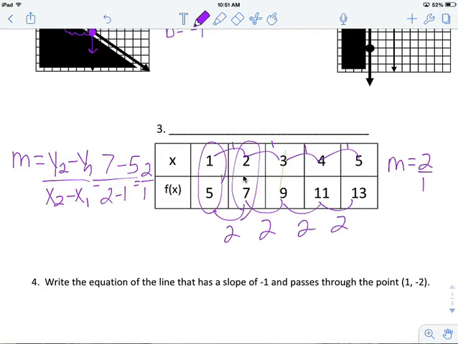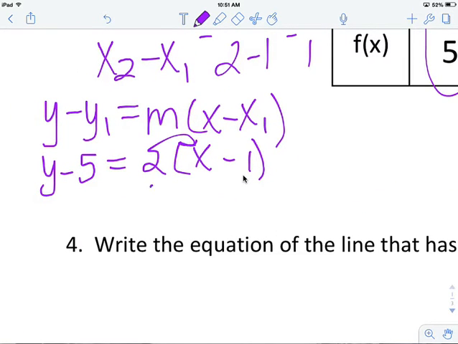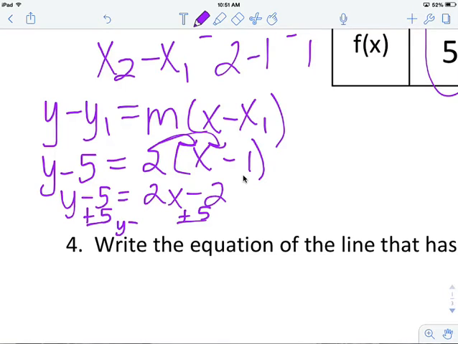You can use point slope form, or you can find where x is going to be 0. If you're going to use point slope form, you can again pick any point. So say I just use the first point. I would have y minus 5 equals 2 times x minus 1. Simplifying that down, we get 2x minus 2. And then all we have to do is add the 5. And y is 2x plus 3.